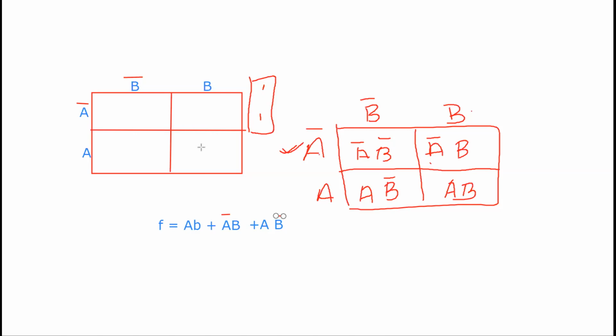If the value is present in the equation, we will write 1. If the value is not present in the equation, we will write 0. Clear? So suppose A, B. Where is A and B? This one, at cell 1, cell 2, cell 3, cell 4. In cell 4, the value AB is there, so you can write 1.